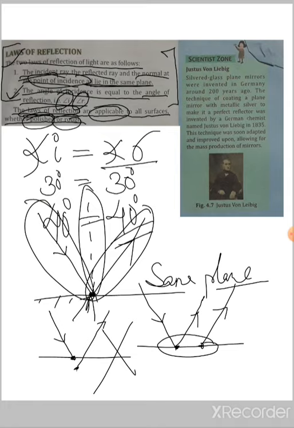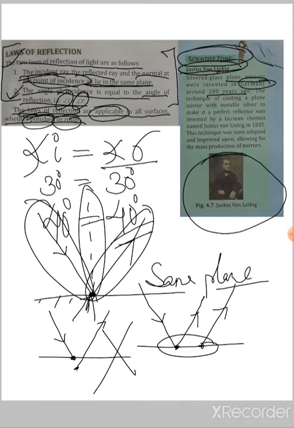All right, now let's go to the scientist zone here. Justus von Liebig was the first person who invented mirrors, plane mirrors. We have mirrors at home, from brushing in the morning, washing your face, while you are combing your hair, while you are dressing up, you always see mirrors, isn't it? So the plane mirror was first invented 200 years ago in Germany by this scientist, here you have the picture, Justus von Liebig. Okay, clear? So he was the first person. Okay, is it understood?